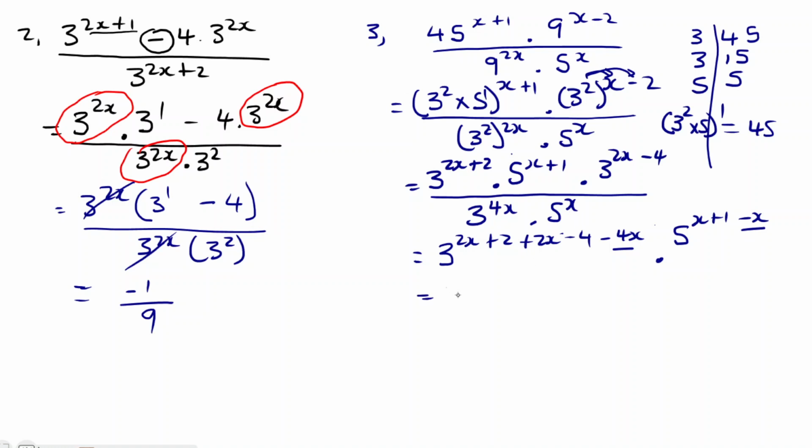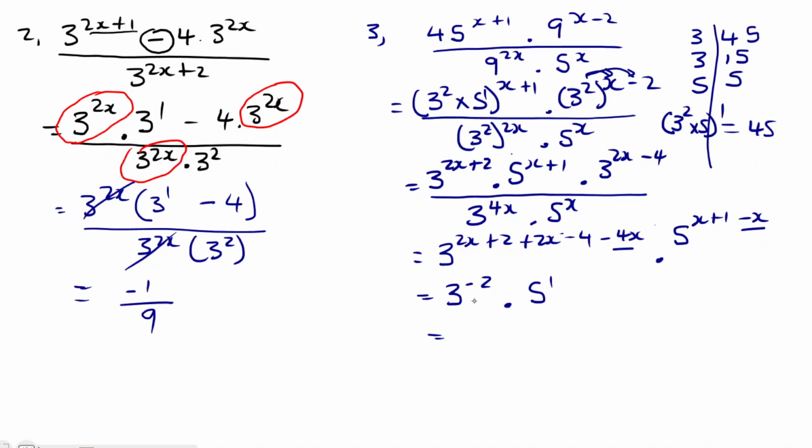So now I have a base of 3. Let me now put the sum of this 2x plus 2x, that is 4x, minus 4x, so it cancels out. 2 minus 4, so that means I have negative 2 here, times the 5. Let's add this one, x minus x, they cancel, they are left with the 1.